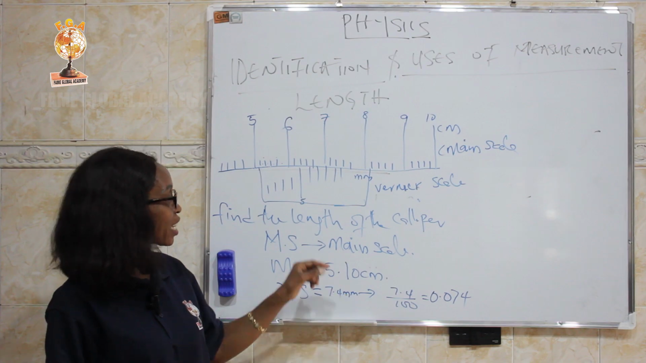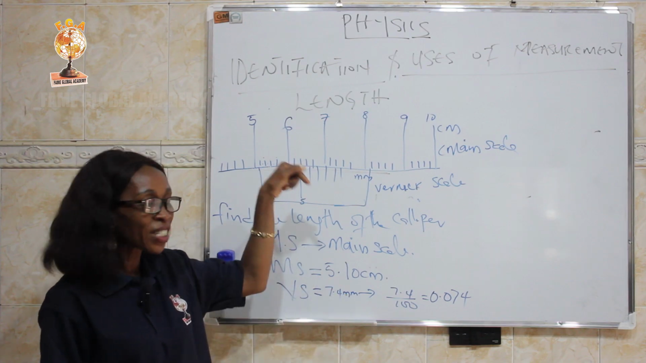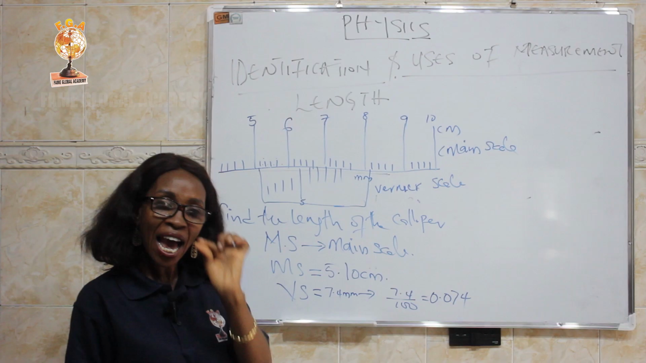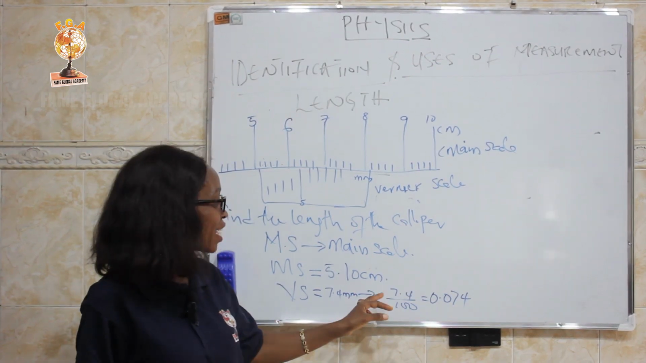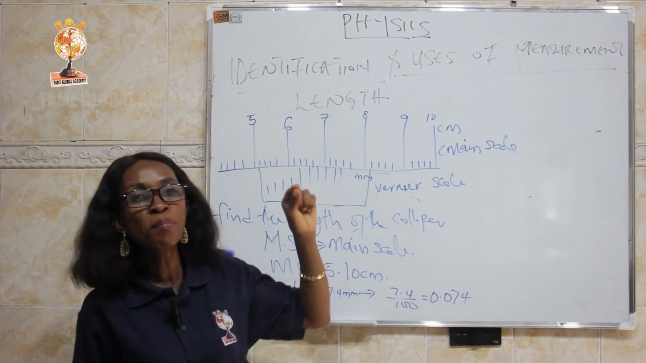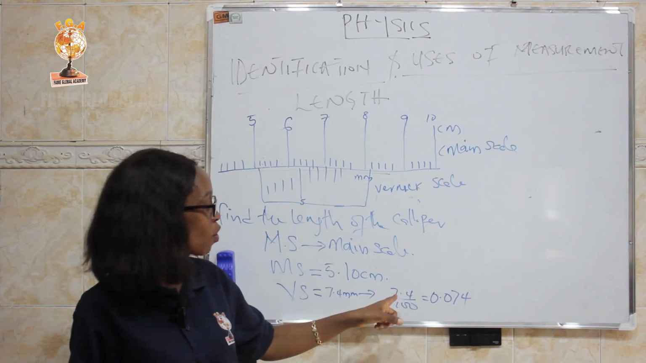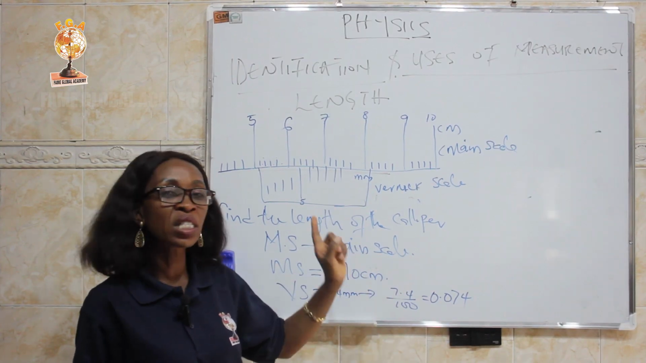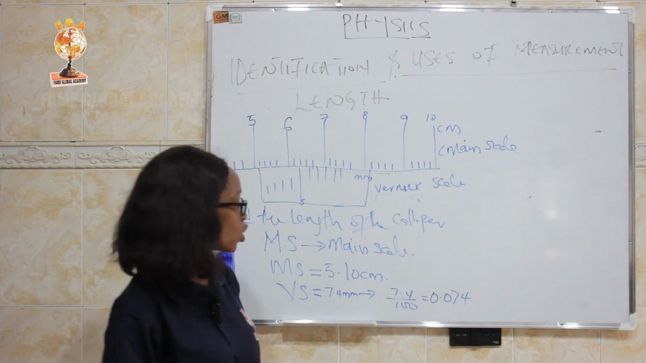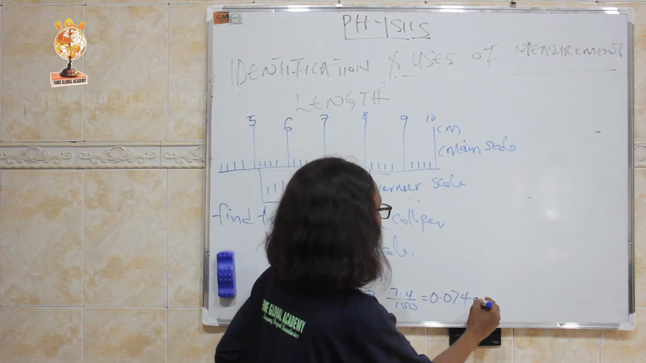7.4 millimeters is where the main scale coincides. The line meets at the vernier scale. So what I need to do is to convert from millimeters to centimeters. So dividing by 100, I have 0.074, all now in centimeters.